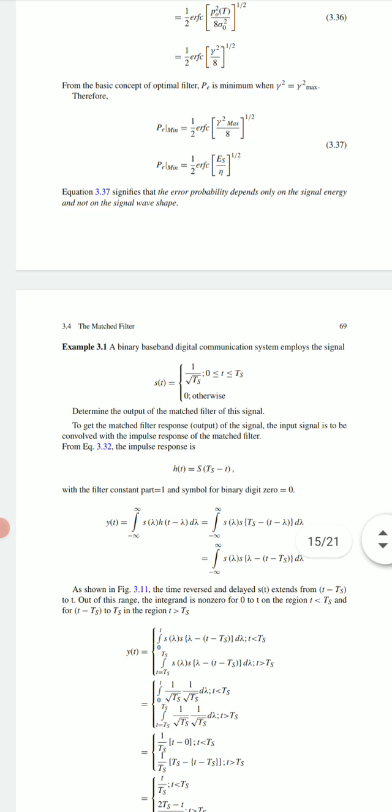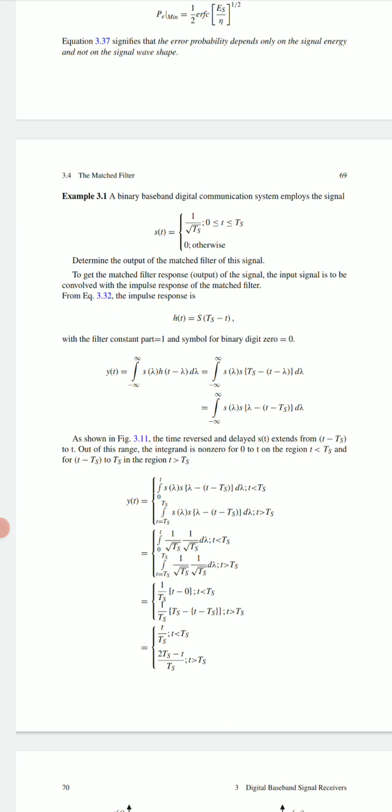If we take one example, you can see here. A binary baseband digital communication system employs the signal s(t) equal to 1 upon square root of Ts, where t is between 0 and capital Ts. Otherwise, the value of the signal will be 0. Here we are supposed to determine the output of the matched filter. To get the matched filter output, the input signal is convolved with the impulse response of the matched filter. And how do we calculate the impulse response?